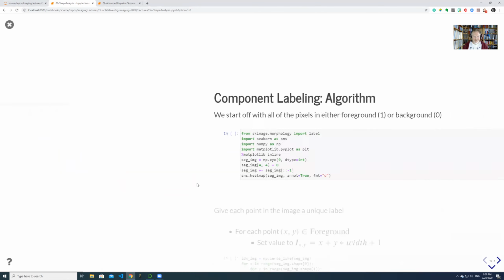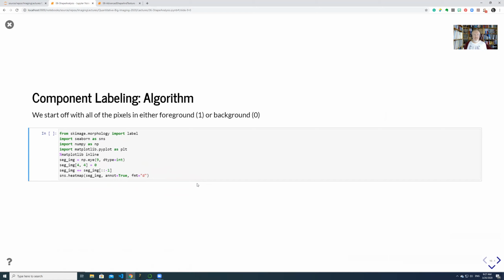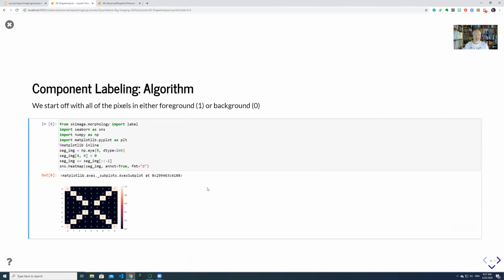Let's continue. So the algorithm, you can do it in different ways, and let's look at an example. We can start with either labeling foreground or background pixels. And let's run this example where we have a very simple image. This is not the most efficient algorithm that I'm going to show you, but it's one way of doing it, and it's very illustrative, that's why I'm showing it. So we start out with the image, which only has 1s and 0s, and we need to do something about that.